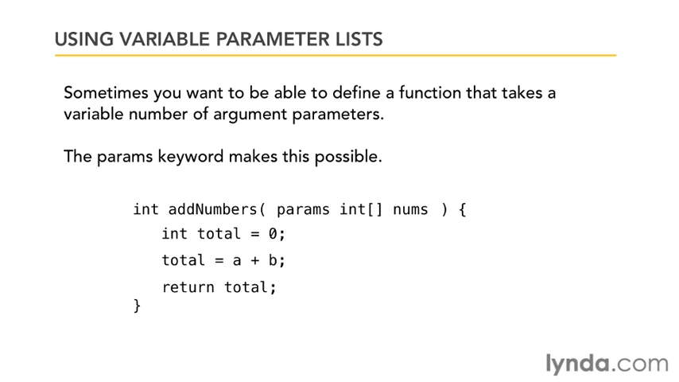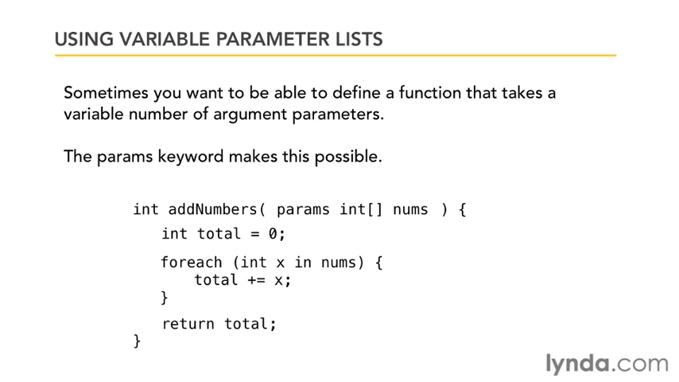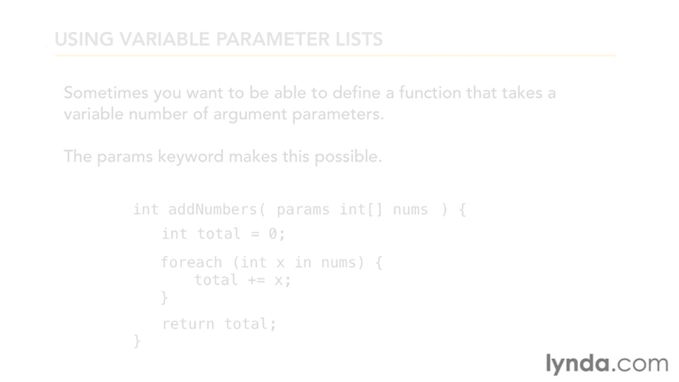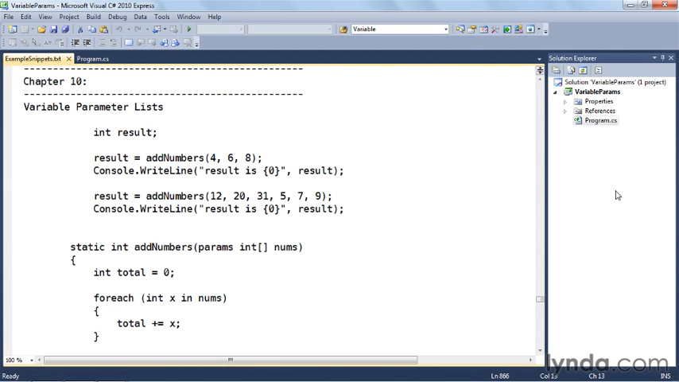Now, once I've done that, I can rewrite the body of this function from just adding 2 numbers to adding a whole bunch of numbers. And I would use the foreach construct to loop over each one of the integers in the nums argument that you see there in the parameter list and just keep a running total. So let's jump over to the code and actually write this example and see it work.